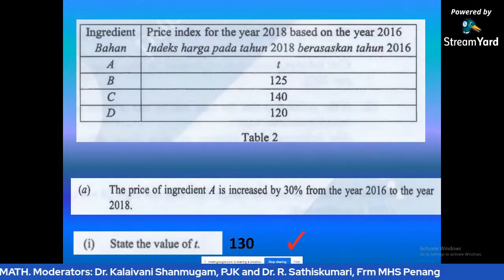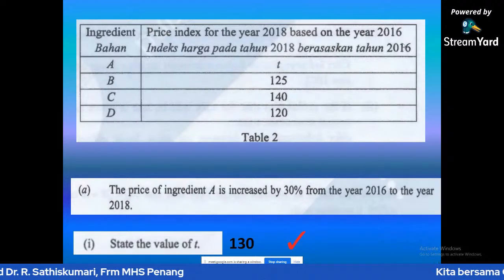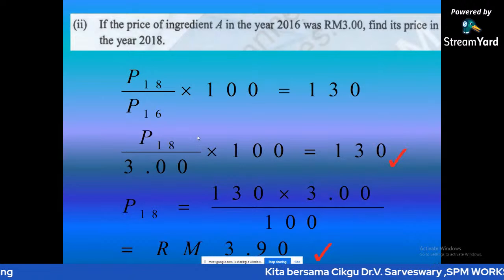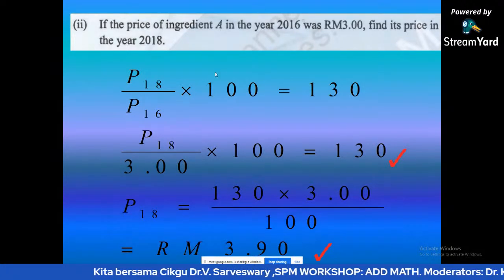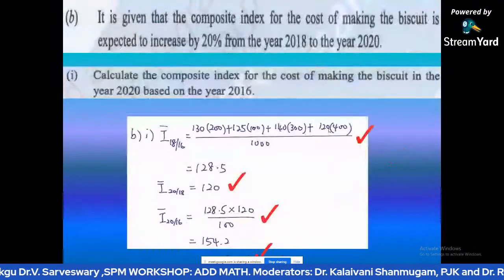It's the same as normal. So A1, say the value of T. Okay, you still can calculate 2018 base year 2016. This is a price index. Okay, you can do the calculation, no problem with that. Okay, so for this one, if the price ingredient of A, you can calculate the price index times 100. Okay, no problem with this.